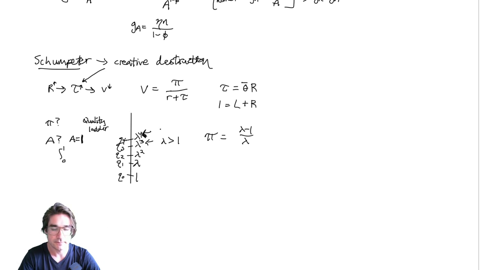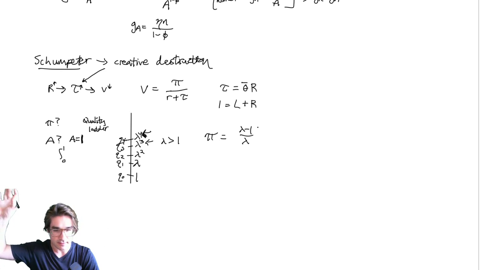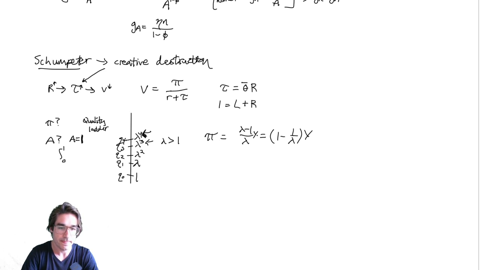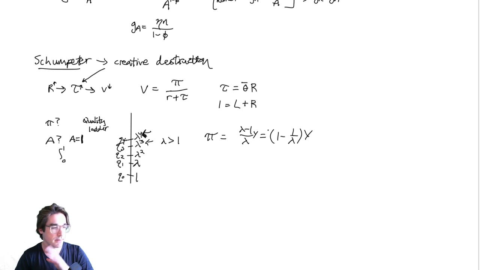If lambda is 1, these firms are all compressed and similar in terms of their productivity, and they make 0 profit. As lambda goes to infinity, you're infinitely better than your competitors, and this converges to 1. This is 1 minus 1 over lambda. So if lambda is 1, it's 0. If lambda goes to infinity, it converges to 1. And there's also a factor of y here, so it's this thing times y, just a proportionality.